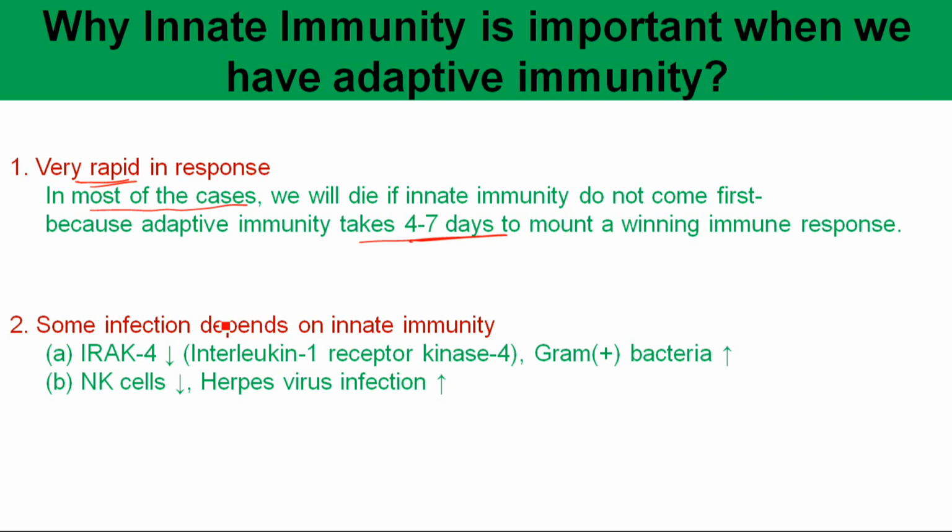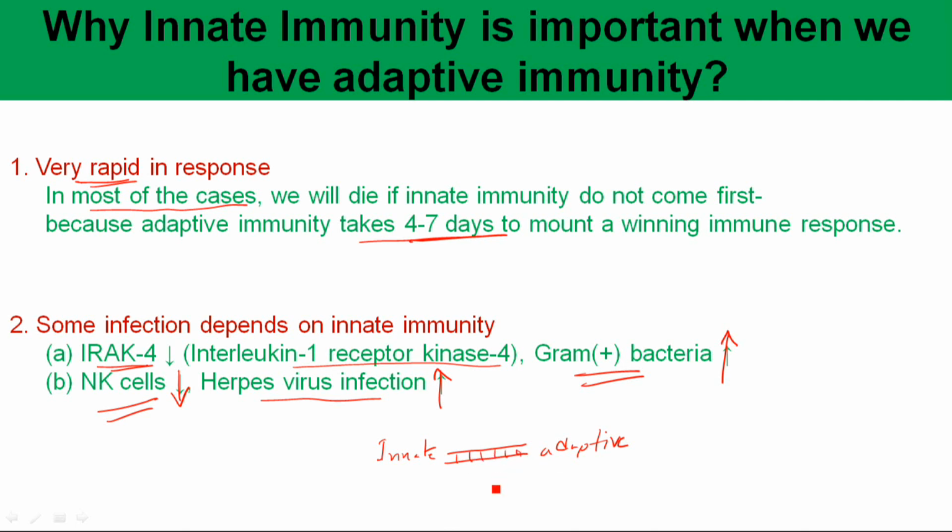And the second reason is that scientists have shown that with some deficiencies of the innate immune system, like IRAK4, or interleukin-1 receptor kinase 4, certain types of bacteria, like gram-positive bacteria, increase in our body. Also, deficiency of the NK cell, which is considered a component of the innate immunity, increases herpes virus infection in our body. And the innate immune response also makes a linkage to the adaptive immune system to mount a higher and very specific adaptive immune response. So in total, we need the innate immune system.